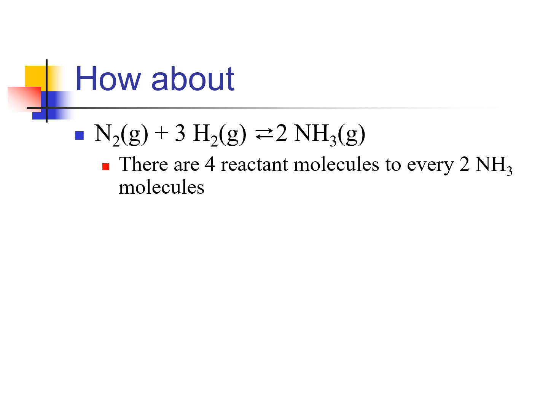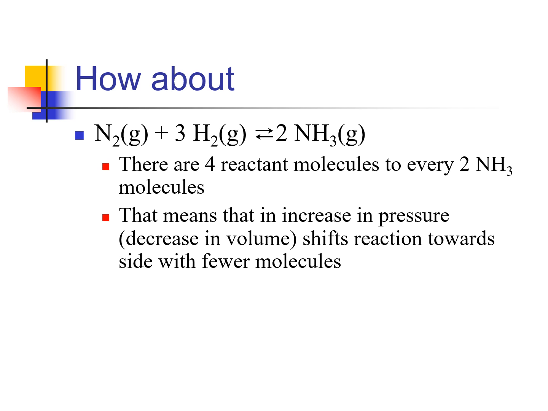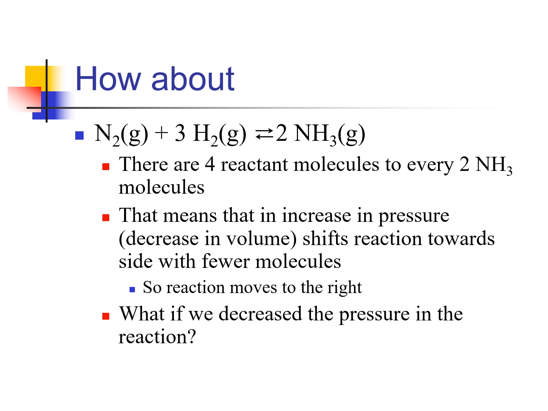So same reaction. Again, there are 4 reactant molecules to every 2 product molecules. So again, if I increase the pressure by decreasing the volume, it's going to shift the equilibrium to the side with fewer gas molecules, to the right. If I decrease the pressure, it's going to go, need more. It's going to make more by shifting to the side with more molecules.